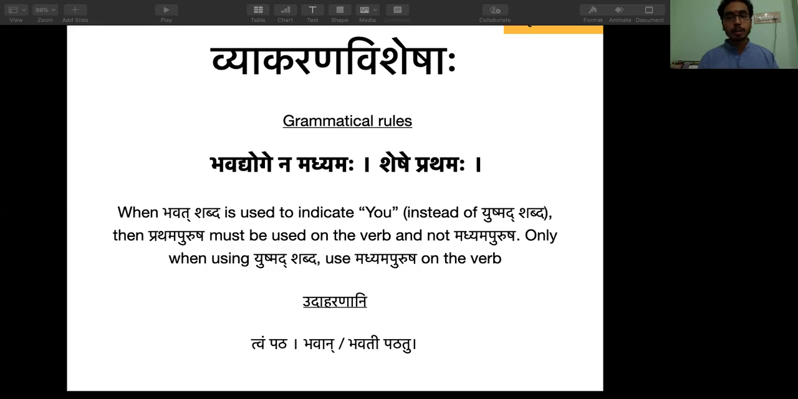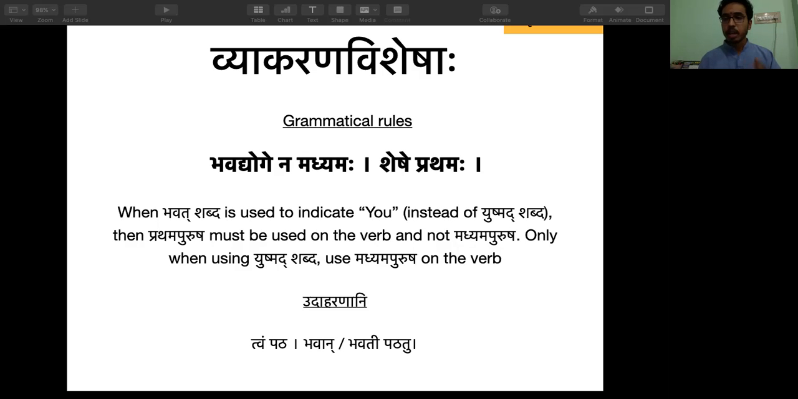This is also a very commonly given question. Bhavad yogena madhyamaha, sheshe prathamaha. So there are two ways to tell you. You can either use Yushmat Shabda: Tvam, Yuvam, Yuyam, or you can use Bhavan for a male person, or Bhavati for a female person.